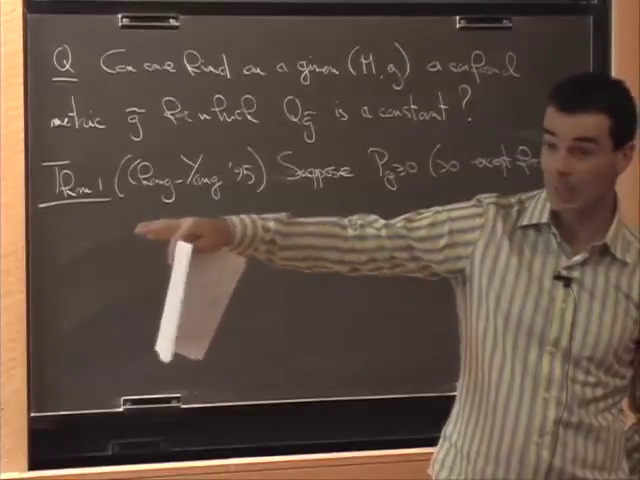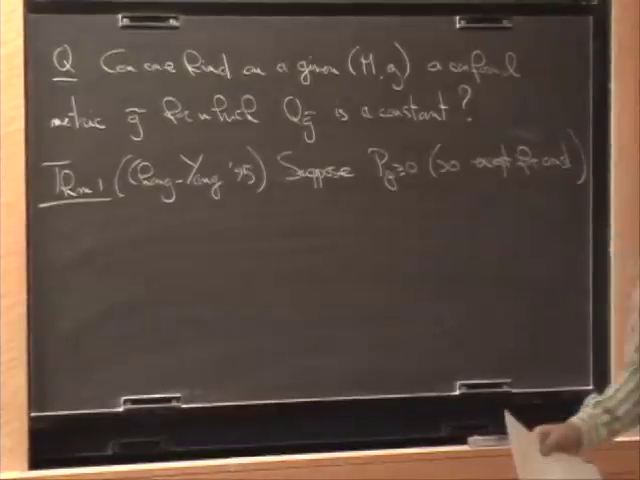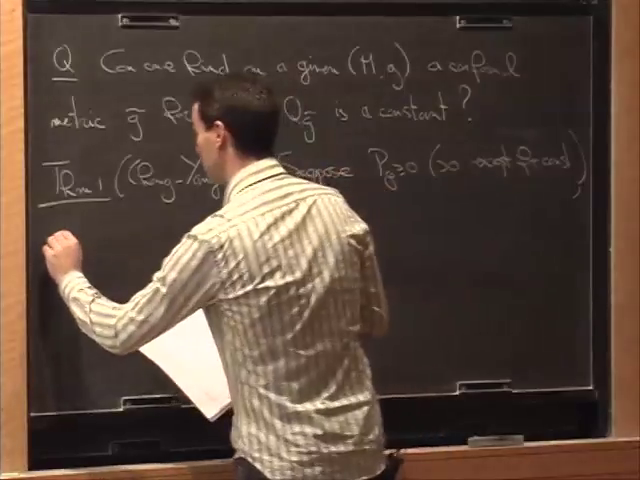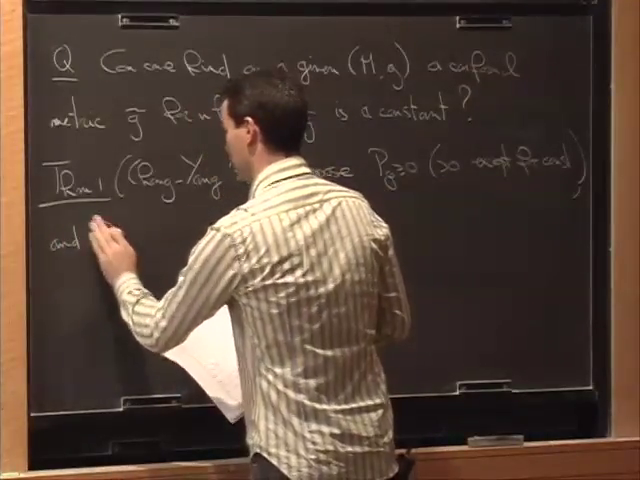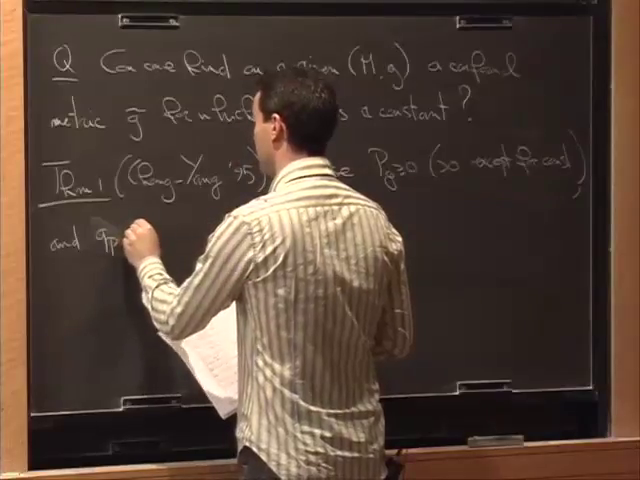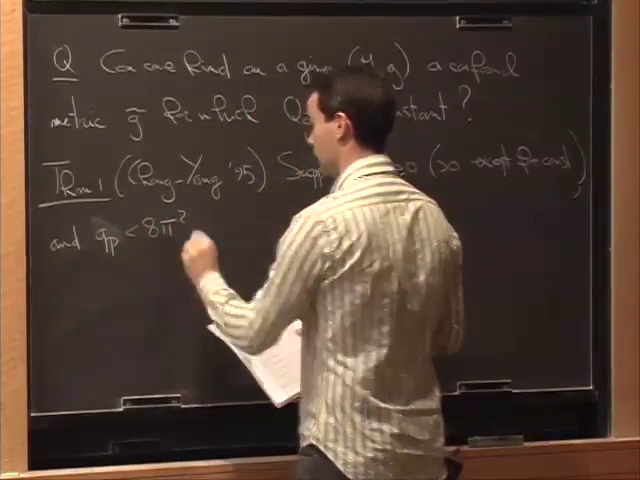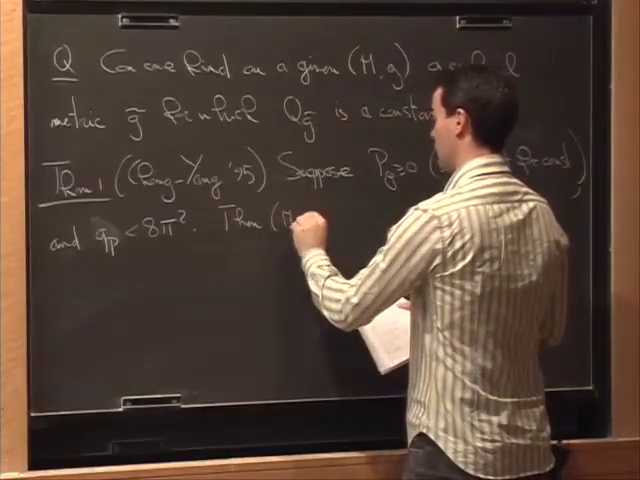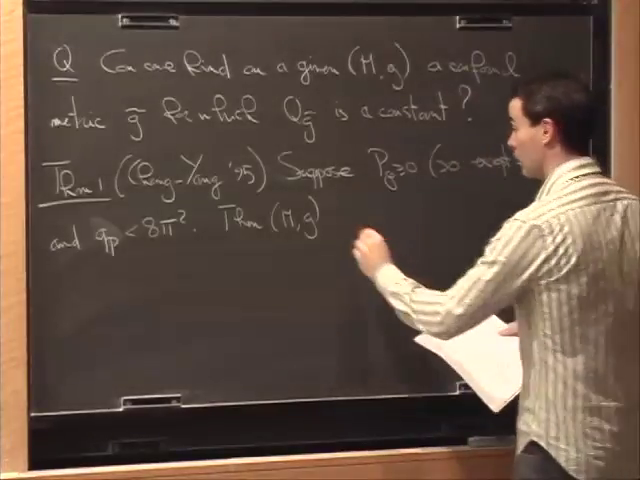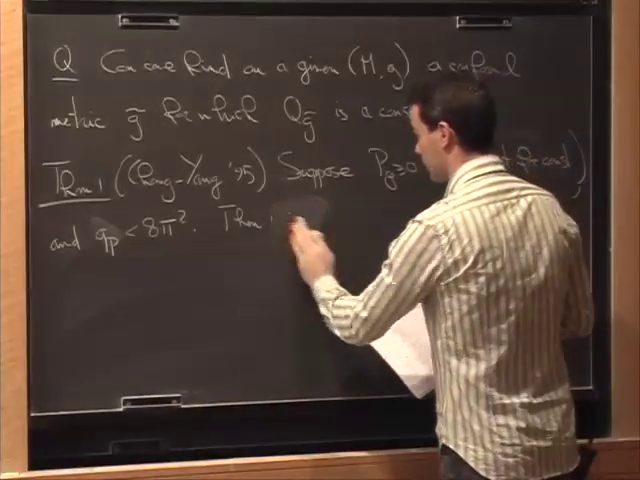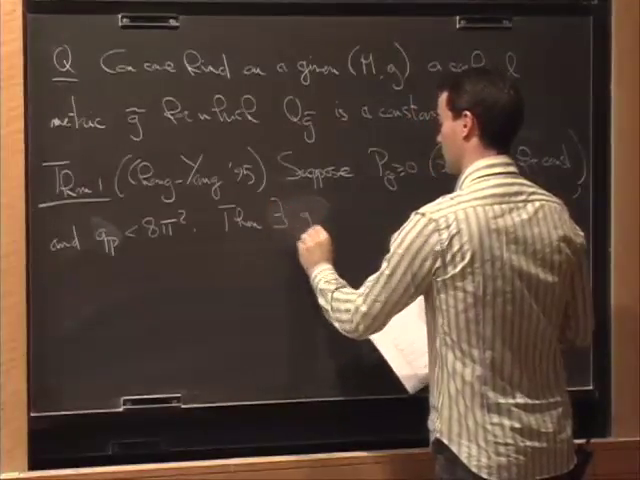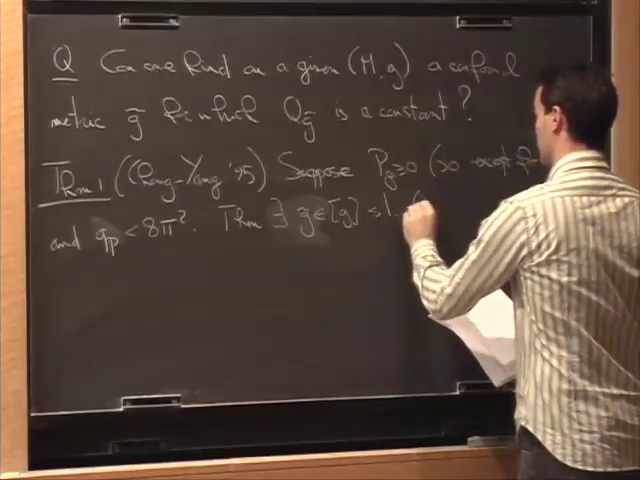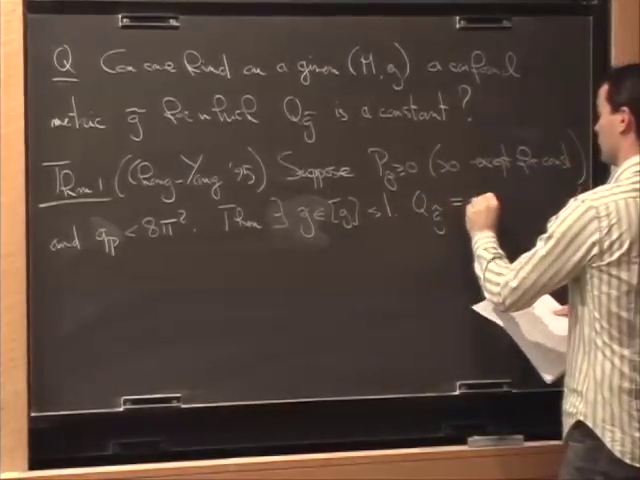Because the Paneitz operator acts on the differential of a given function. Okay, and also assume that the total Q-curvature is less than 8 pi squared. Then M, g has such a conformal metric. So then there exists, say, g tilde in the conformal class of g such that Q of g tilde is equal to a constant.